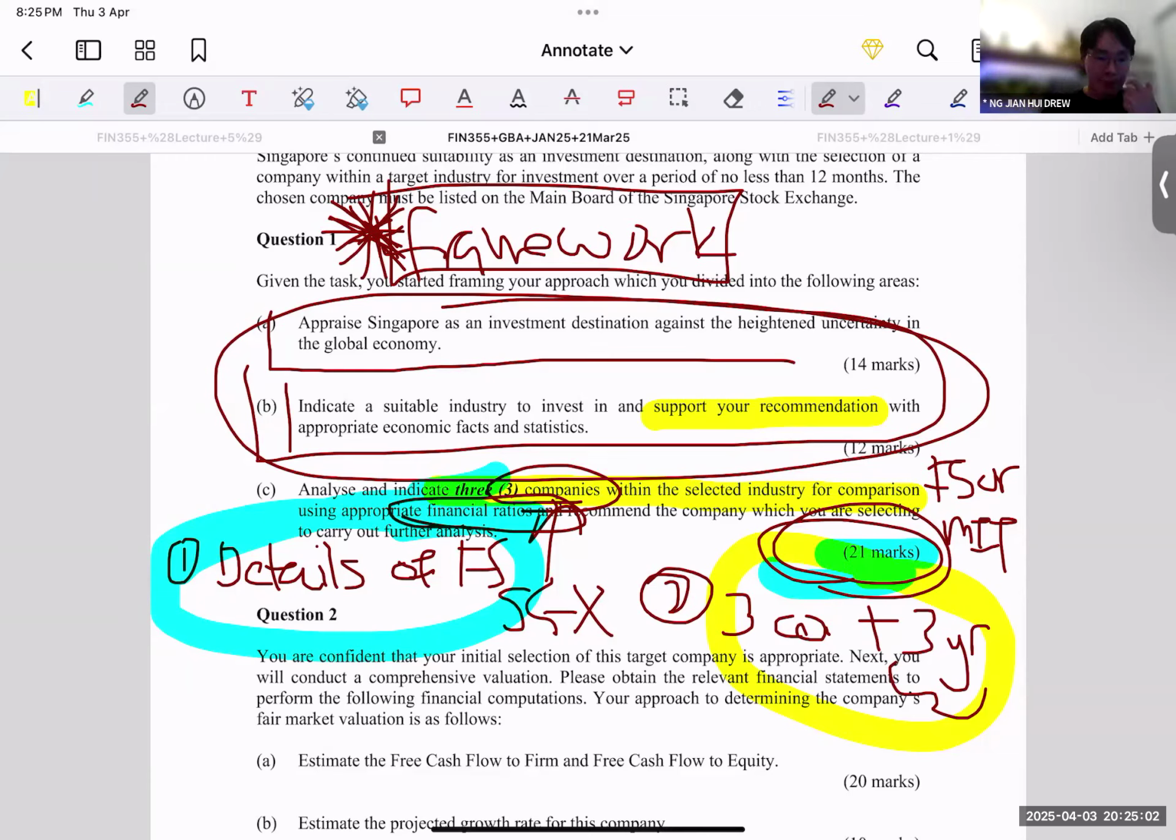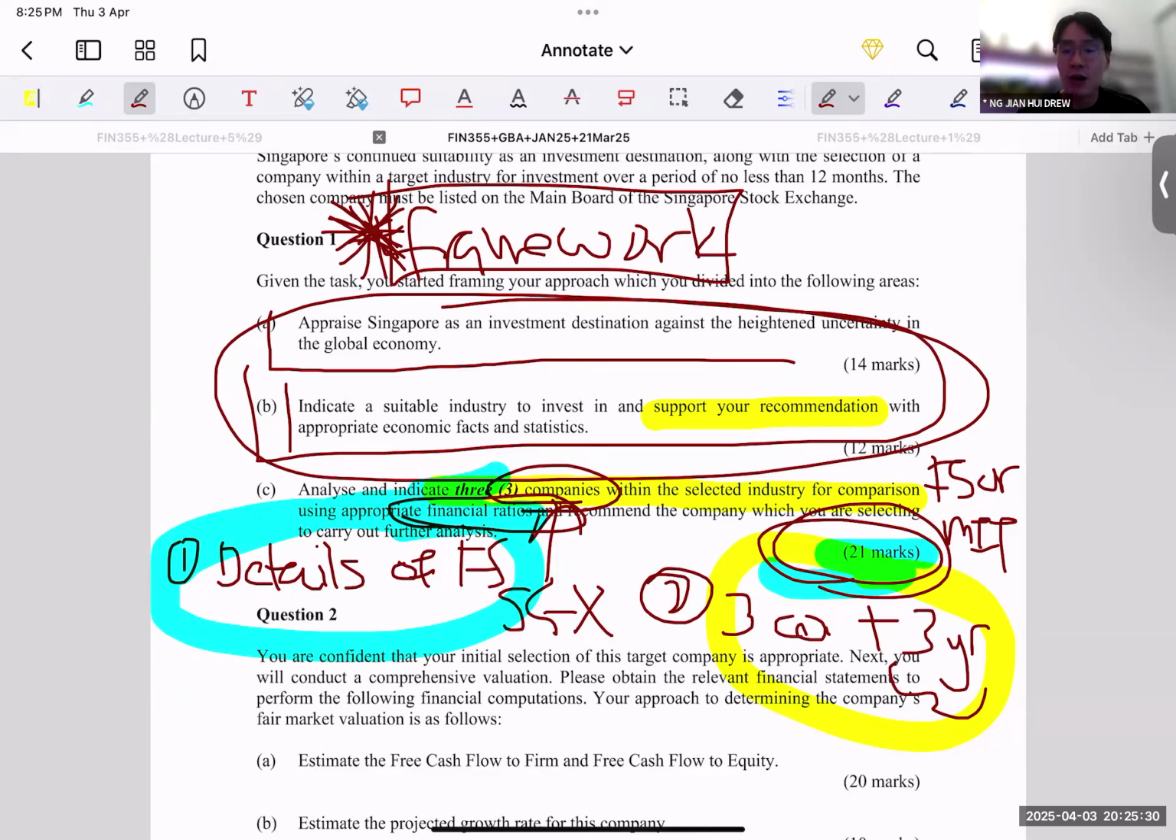On this point, also I want to highlight something. Please choose the right company. There is one group that chose three companies, but they are actually from different industries. So if you do that, you unfortunately lose a lot of the marks. More than half of the marks is gone because you have chosen the wrong company. So please, I repeat again, please choose the right companies.